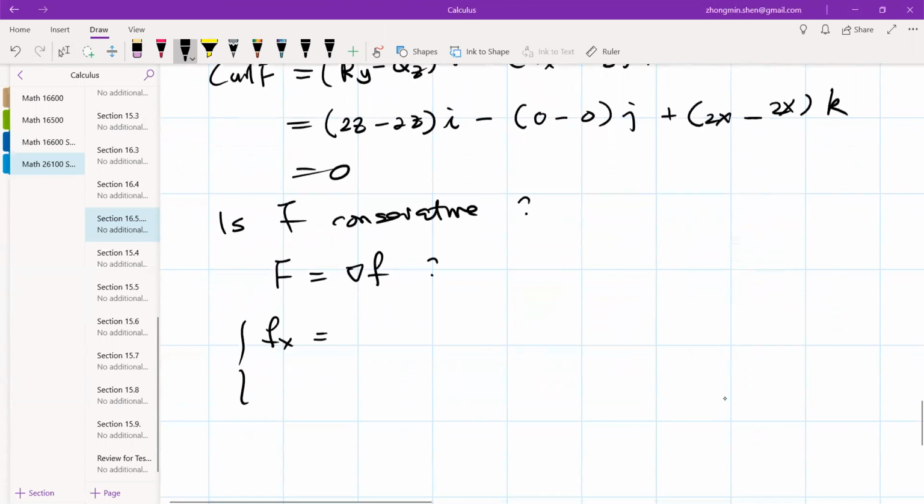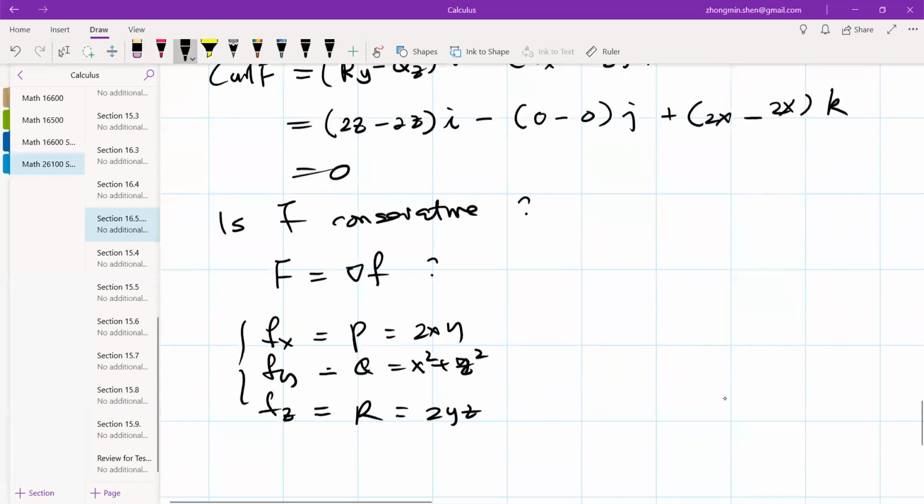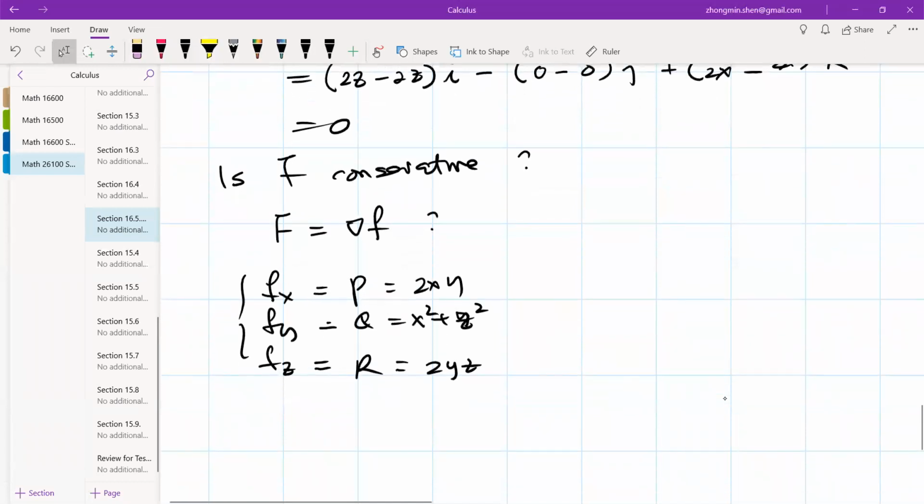So what is the first term? That's p, right? f sub x is going to be 2xy, f sub y is q, which is going to be x squared plus z squared, and f sub z is r, which is going to be 2yz. Okay, so let's try to find solutions. We're considering this on the whole R3.